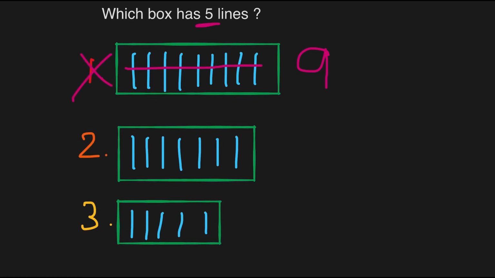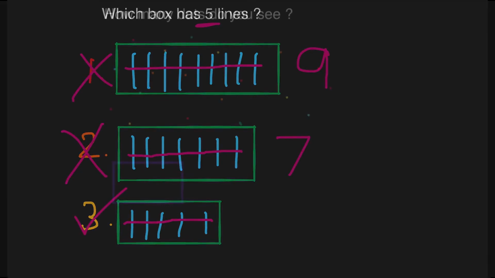Second option, 1, 2, 3, 4, 5, 6, 7 lines. Again, they asked 5 lines, not 7 lines or 9 lines. Now the last option, 1, 2, 3, 4, and 5. So the last option is correct.